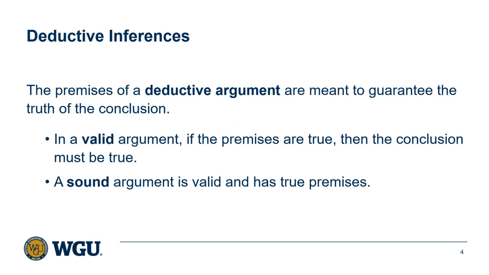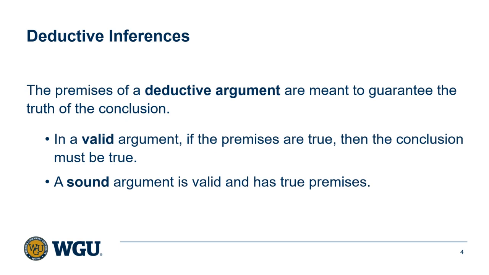If we determine that the argument is deductive, we then must determine whether that argument is valid, then if it is sound. These two words have very specific meanings in this course. They only apply to deductive arguments. The premises of a deductive argument are meant to guarantee its conclusion. If we call a deductive argument valid, this means that its conclusion must necessarily follow from these premises.